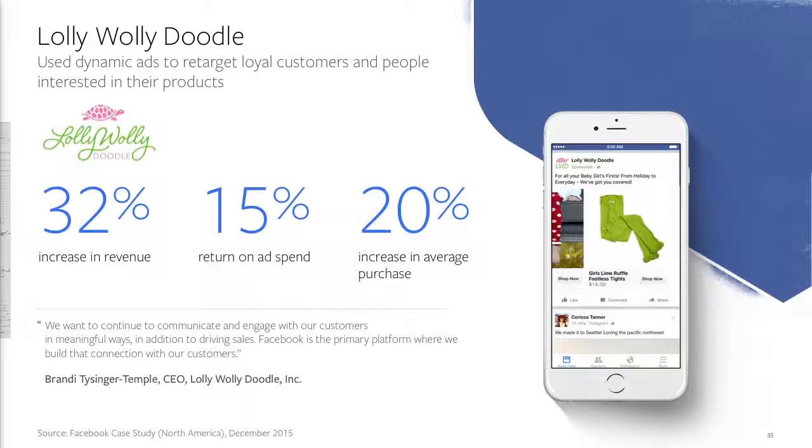With Facebook conversion tracking from the Facebook pixel, as well as dynamic ads, Lolly Wally Doodle was able to automatically achieve results such as a 32% increase in revenue, a 15% return on ad spend, and an increase in their average purchase order. The company chose to use the carousel ad format to feature multiple products simultaneously, linking out to the corresponding product pages on their company website according to the products that were served in the ads.